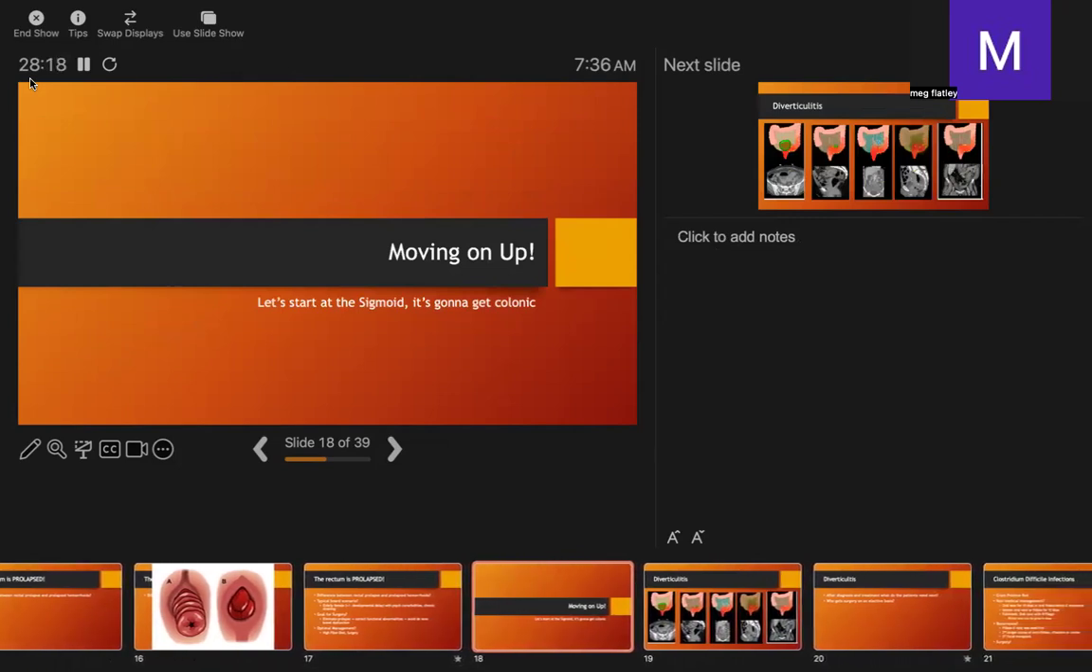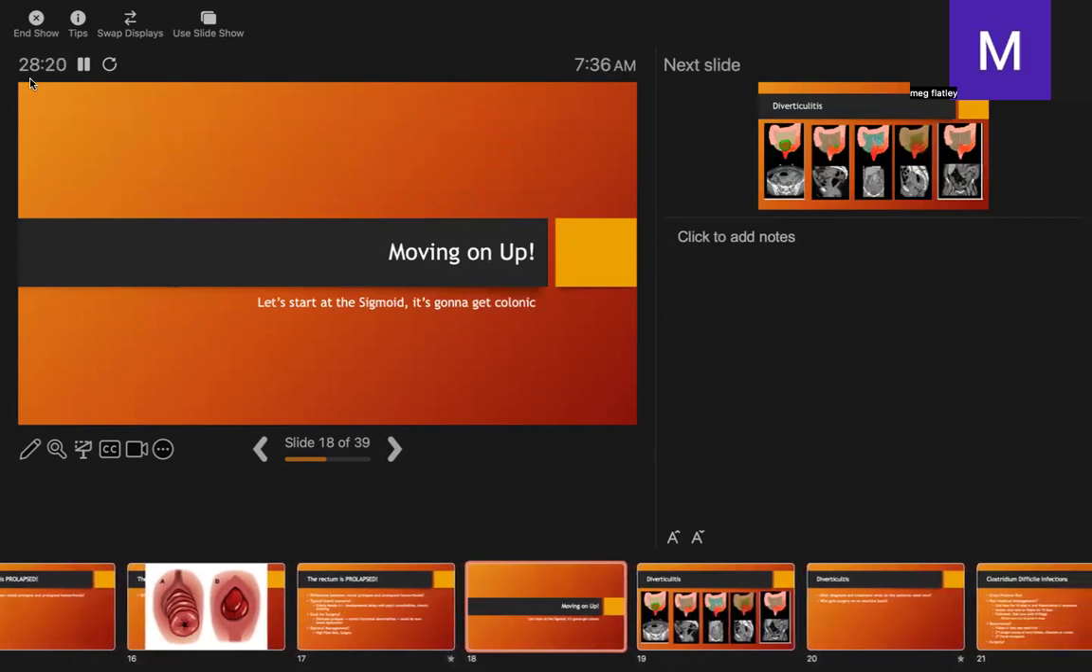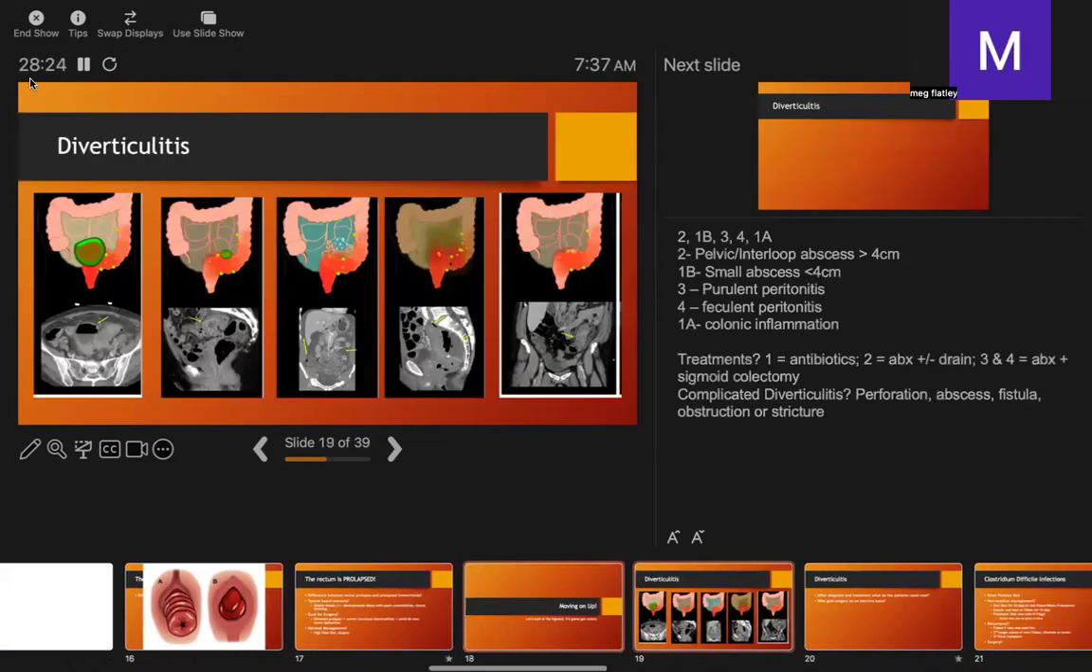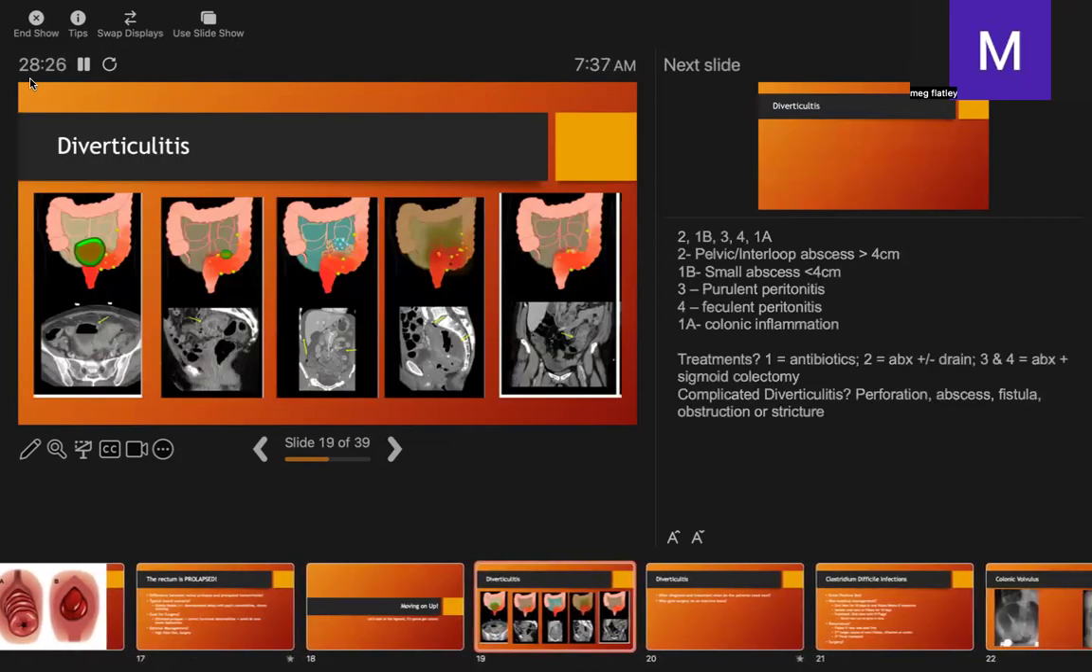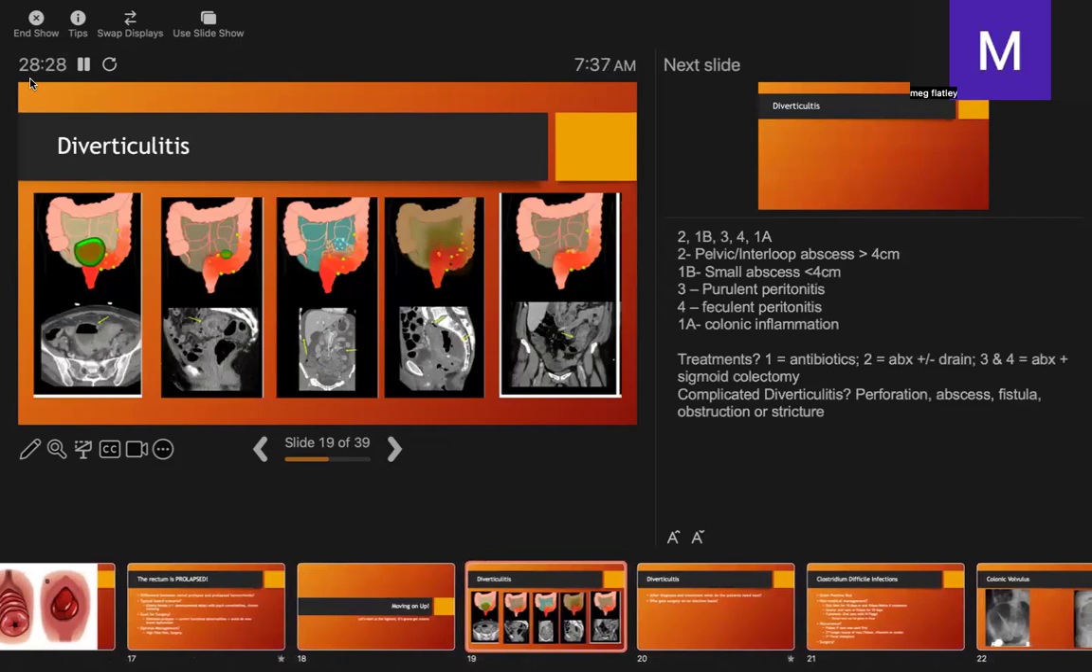Great. Moving on up. Okay, we're going to start at the sigmoid and move up. Hey, Dr. Martin. This is kind of fun because Christina did this for our escape room. So, diverticulitis, how do we grade it? The Hinchey classification, yeah, great.